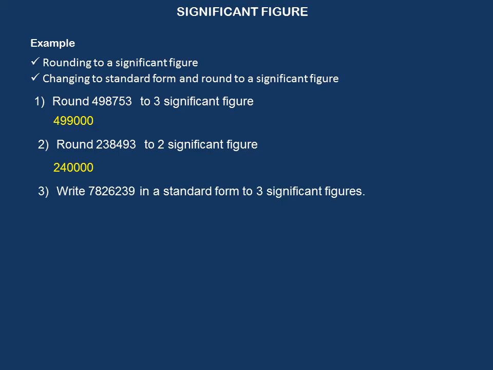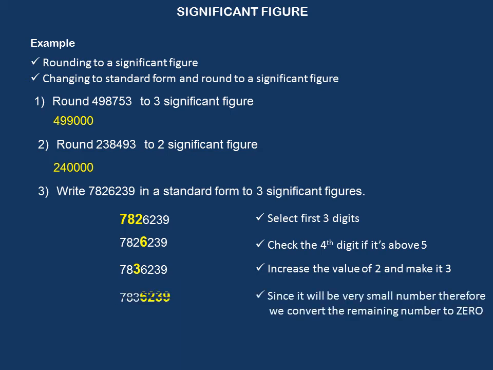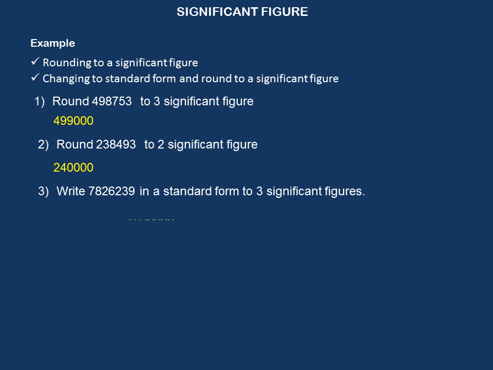Now we've got another example. In that we've got 7,826,239, so we're going to look at 3 significant figures in here. We're going to identify them: it is 7, 8 and 2. Now the number that comes after that is 6, which means it's going to affect the last of the significant figures, which is 2, and that 2 is going to be converted into 3, and the rest that comes after that we're going to have to add zeros to, as we have done in our previous examples, and that's going to be our answer.